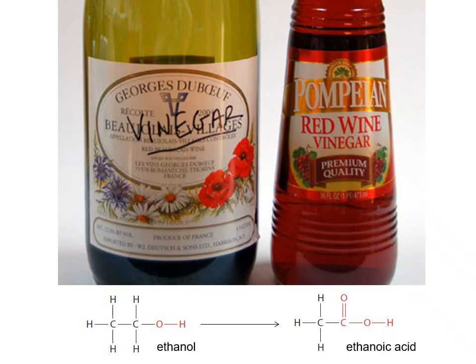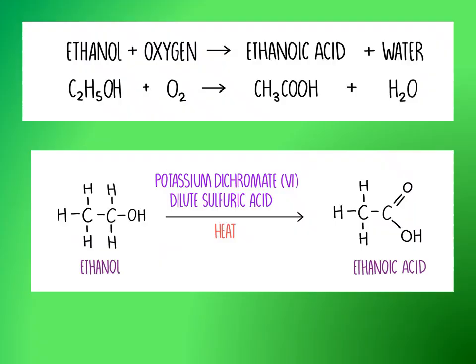Now, how do you get ethanoic acid from ethanol? Just have a look at what is extra. Like if you compare the ethanol with the ethanoic acid, can you see there's an extra O there? There's an extra O. So what does that mean? So ethanol plus oxygen will give you ethanoic acid plus water. You can also get ethanoic acid by heating it with potassium dichromate and dilute sulfuric acid.